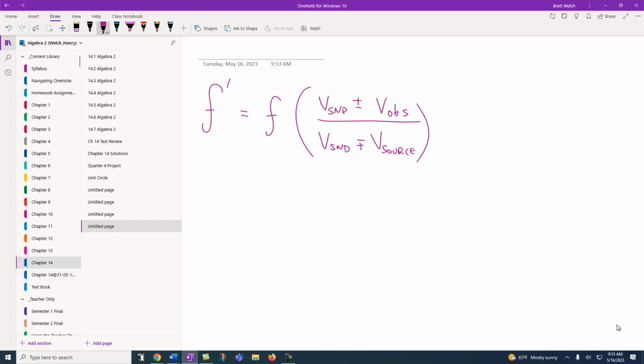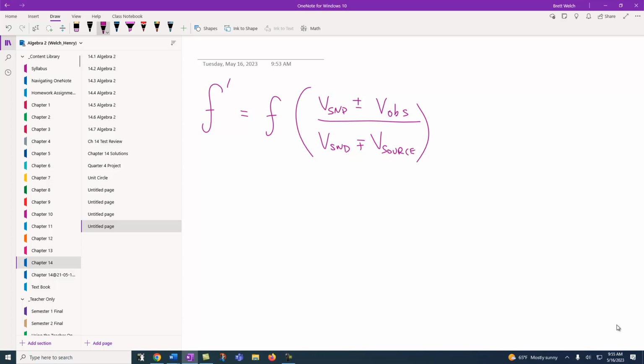Okay, so first thing you need to do is be able to identify what the individual parts are. The F prime is the observed frequency after the Doppler effect has taken its impact. The F without the apostrophe is the frequency that's created by the source of the sound, or light if it was light. But here we're talking about sound. V_snd is the velocity of sound. In the atmosphere here on Earth, the velocity of sound is 343 meters per second.